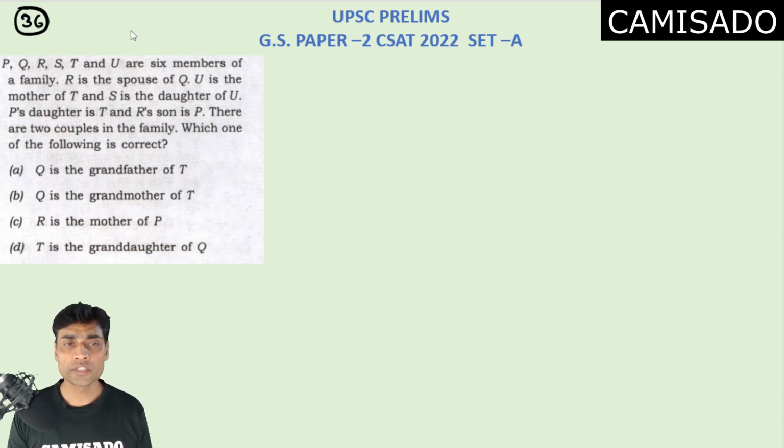PQRS. Actually this question is a relation problem. 6 members are there in the family. R is the spouse of Q. So here gender is not mentioned, which one is male, which one is female. U is the mother of T. So U is basically female.